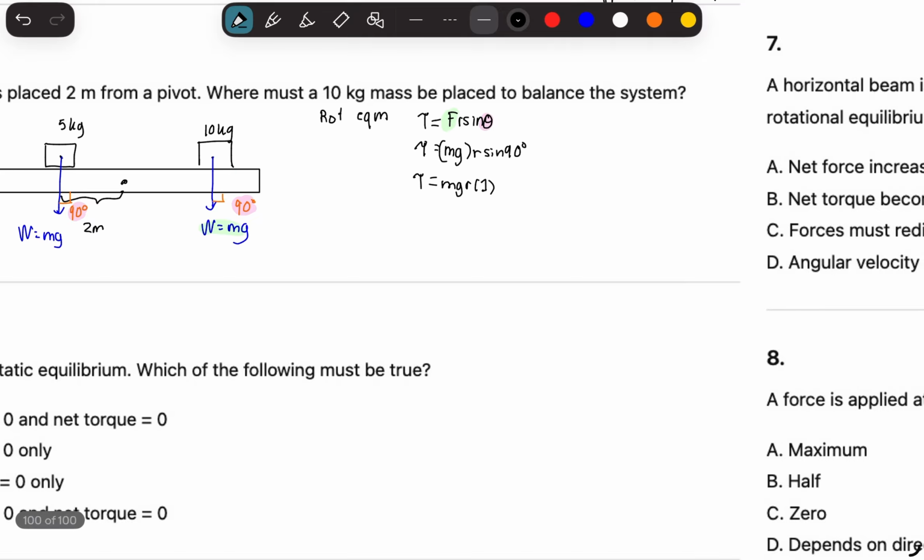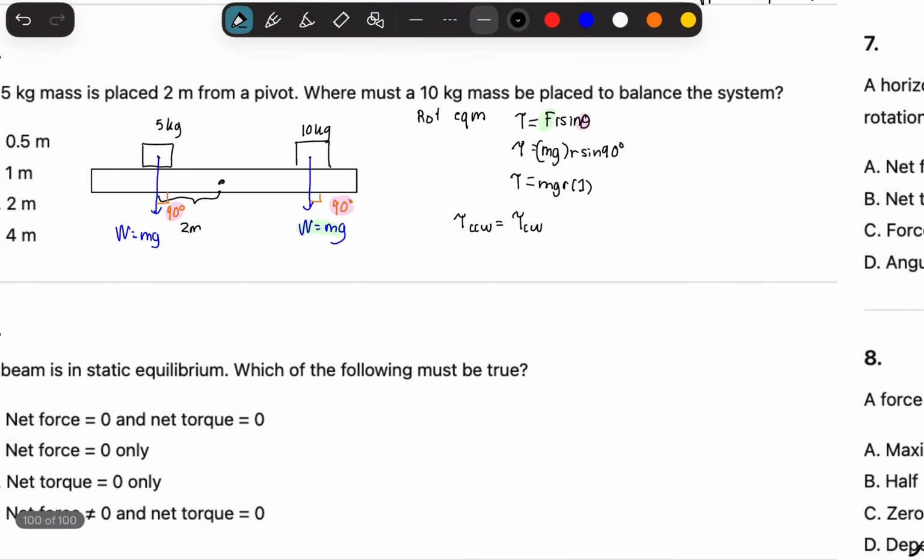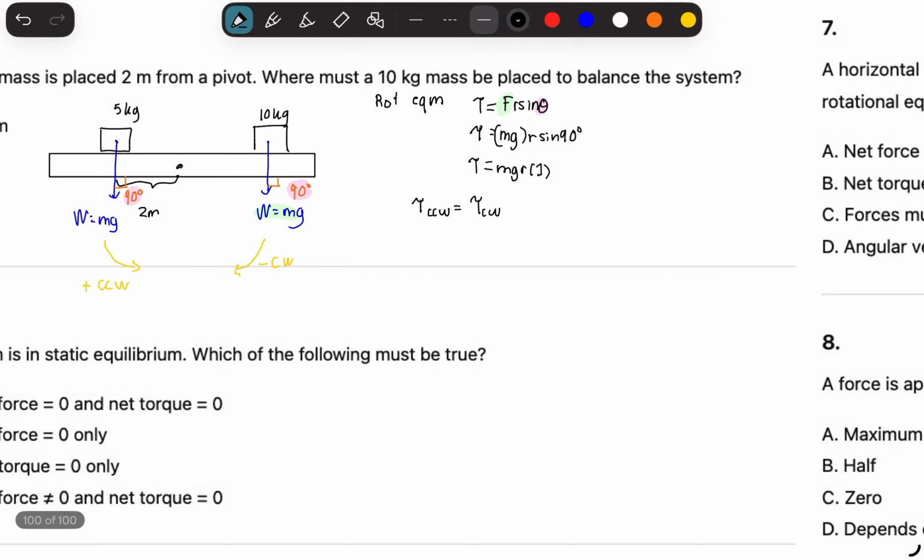So now you have to set your counterclockwise torque equal to your clockwise torque. We can see that if you have something on this side, it's going to make the object go this way, which is clockwise. And if you have an object here, you're going to go counterclockwise, which is going to be negative. Or this is going to be negative, this is going to be positive. So we can write M1 g R1 is equal to M2 g R2.